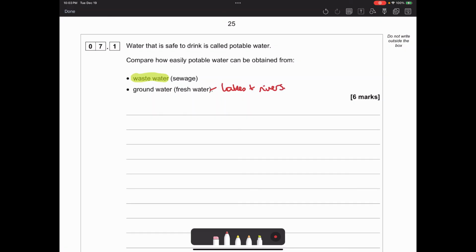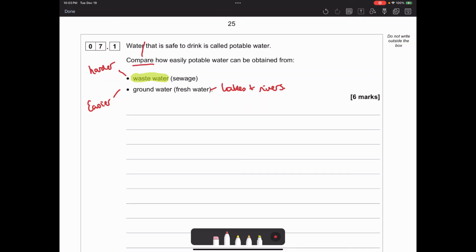Now, this is quite a complex process of treating wastewater, so if you can't remember it, go off and watch the Cognito revision video on that topic now, because there's quite a lot to it. In terms of treating them though, to make potable water, hopefully it should be quite obvious that sewage water is harder to treat, whereas groundwater or fresh water from a lake or river is easier to treat.